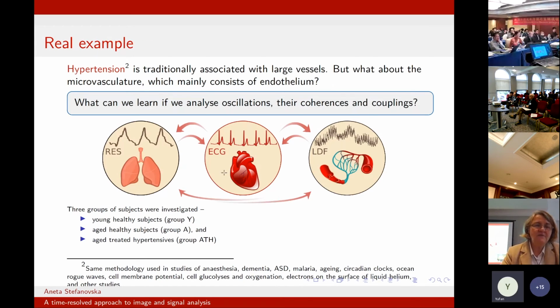So what can we do actually? Why do we need all this? Let me show you a practical, real example. We conducted a study of treated hypertension some years ago with cardiologists involved. Treated hypertension means that all subjects we measured had normal blood pressure, but they were taking medications. We measured respiration and ECG, and using laser Doppler flowmetry, we measured microvascular flow.